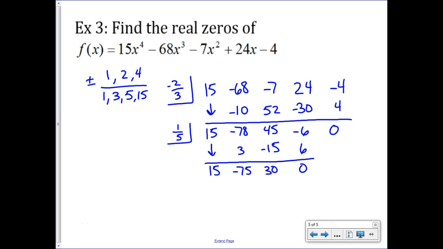So from there, I have 15x squared minus 75x plus 30. And notice I went down to x squared because we started at x to the 4th. The first time we divided out, we got down to x to the 3rd. The second time we divided out, our degree there was x to the 2nd. So now I see that they're all divisible by 15. So I can do x squared minus 5x plus 6.